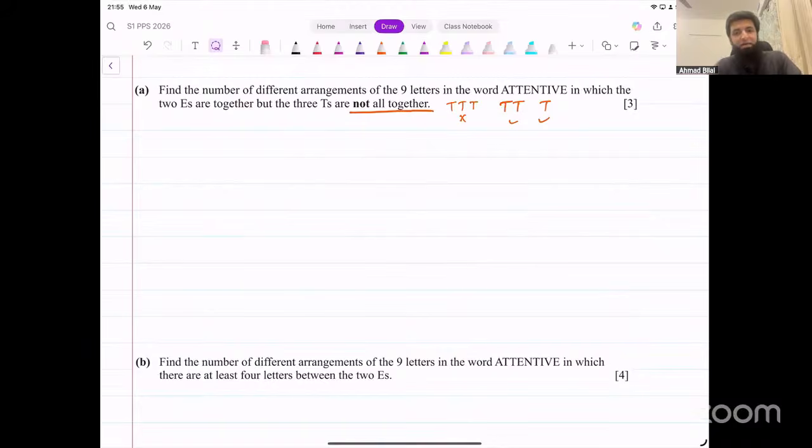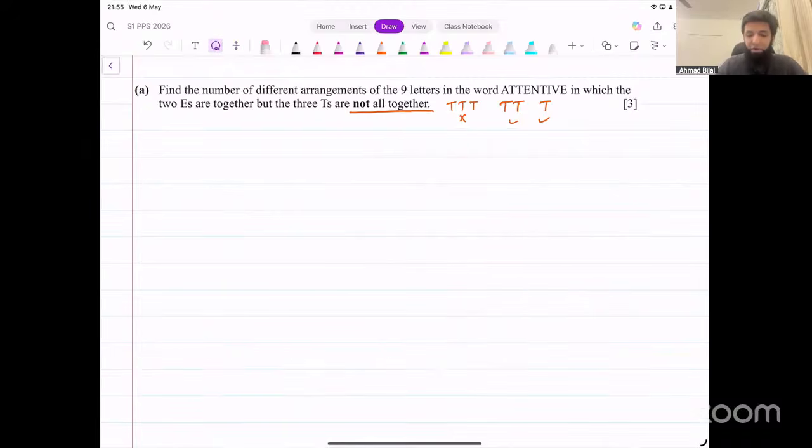So can we use the dashes and stars method in this? Will that work? That method separates all objects of a particular type. Now, we don't want to separate all objects in this case. We only want to exclude the case where all of them are together. So in this case, we would have to use the method in which we have total minus together.